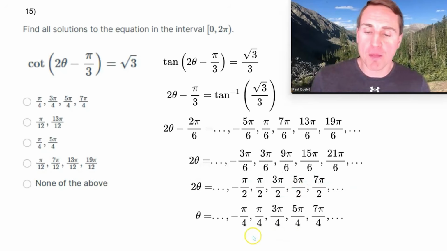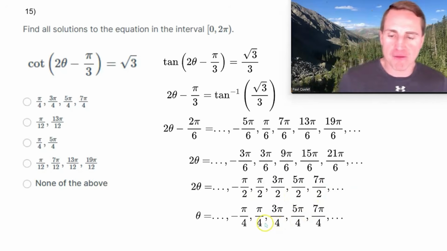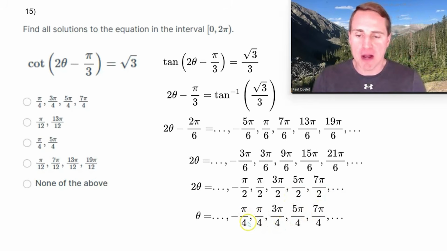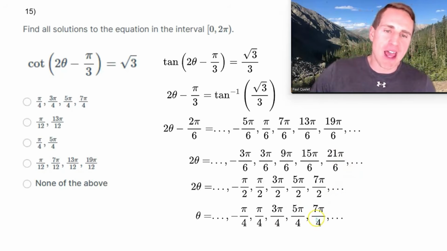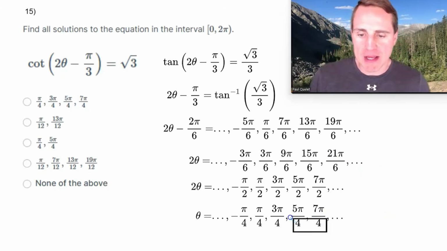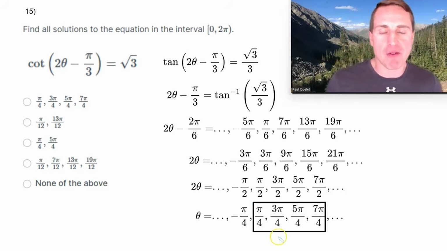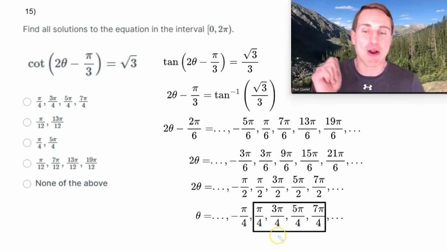So dividing these all by 2 basically makes all those 2 denominators into 4s. So we've got negative pi over 4, 3 pi over 4, 5 pi over 4, and 7 pi over 4. Now notice if we had done one more coterminal angle, that'd be a little bit past 7 pi over 4, that'd be a little bit past 2 pi. So that means these 4 angles, pi over 4, 3 pi over 4, 5 pi over 4, 7 pi over 4, should be our answers.